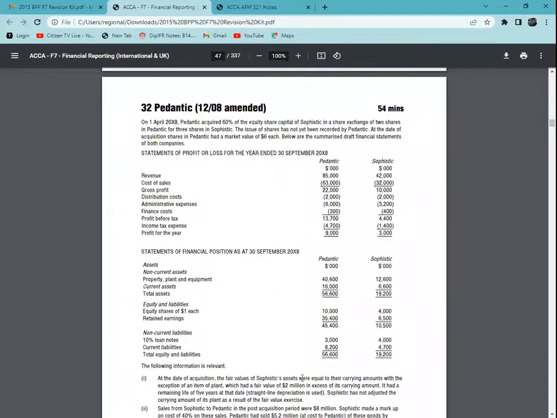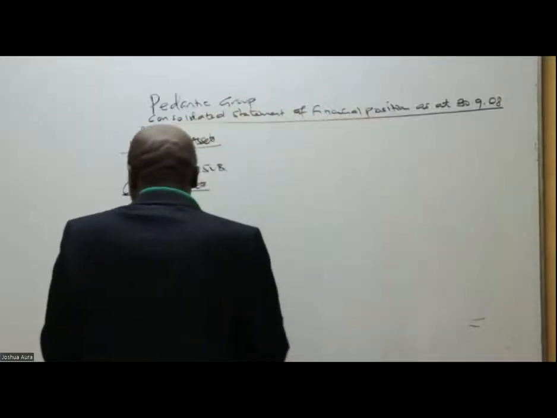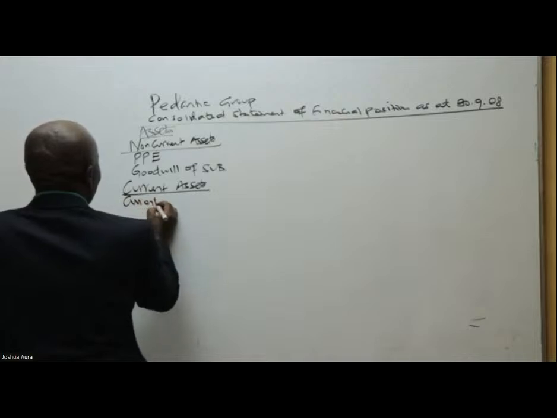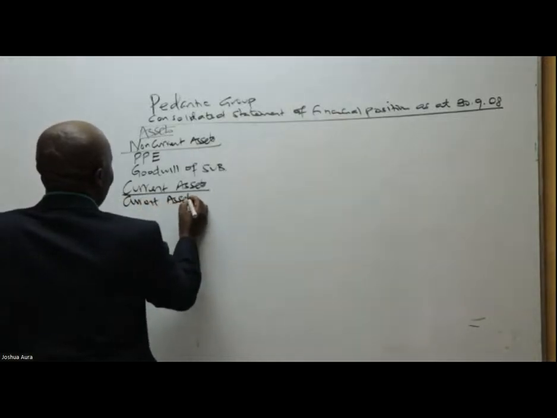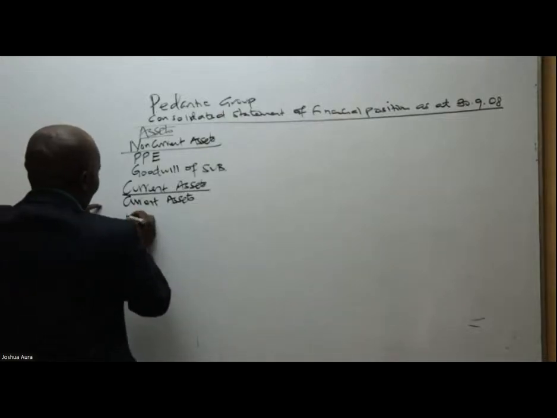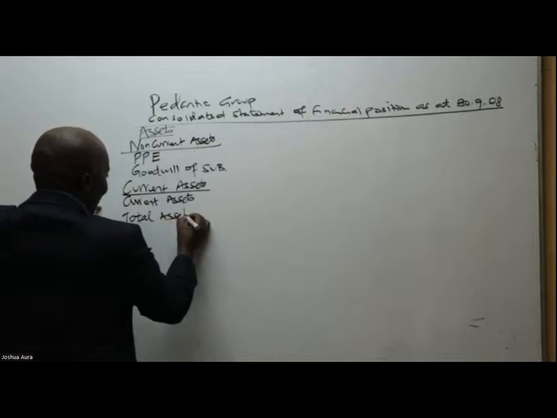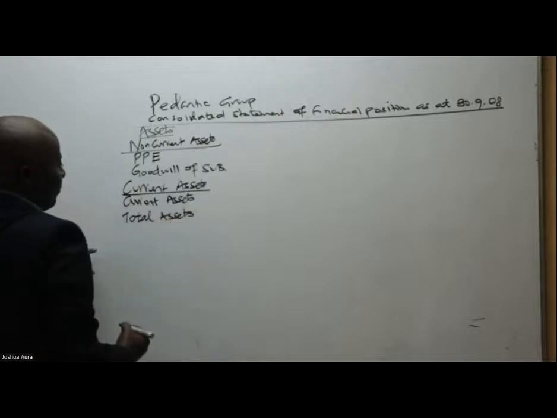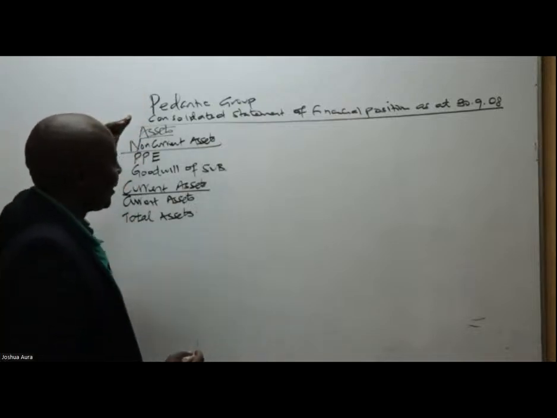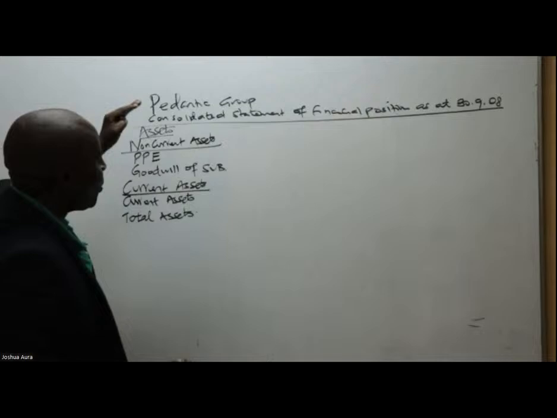So I'll simply come and mention their current assets, just like that. I'll write here, current assets. And then, of course, I'll leave some space. You must keep on leaving space, remember. Some space here for total assets. So that's one part of the balance sheet, one part of the statement of financial position.